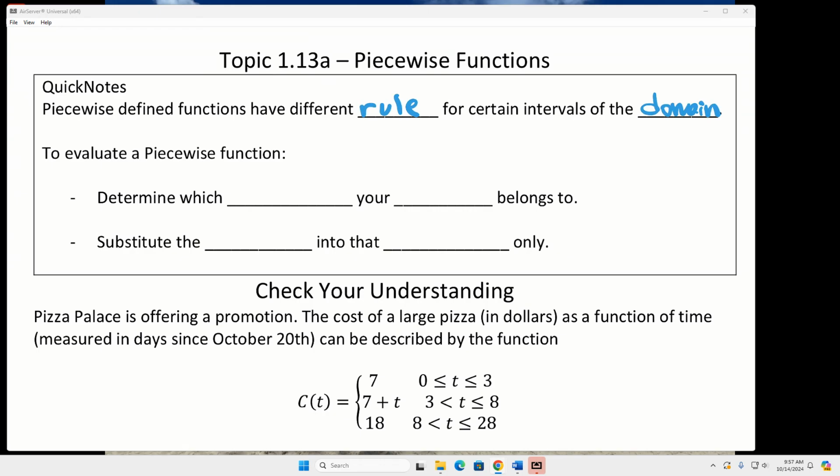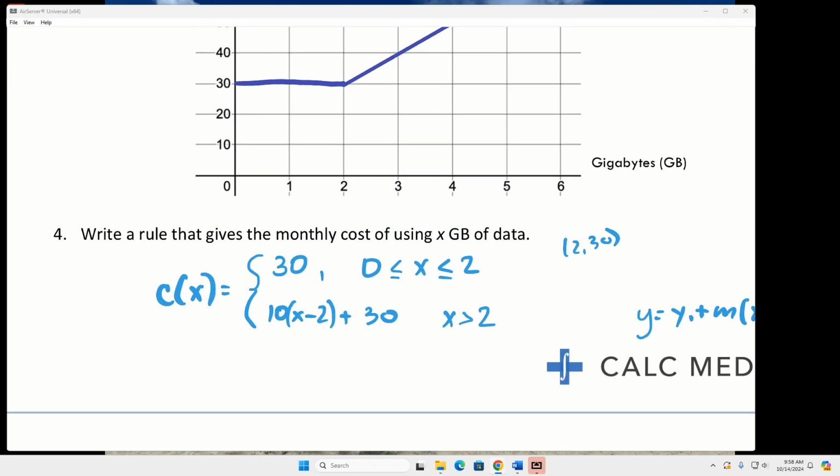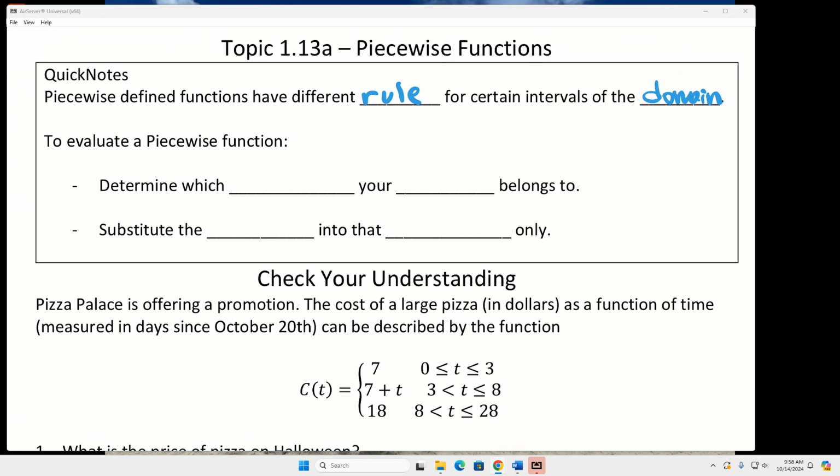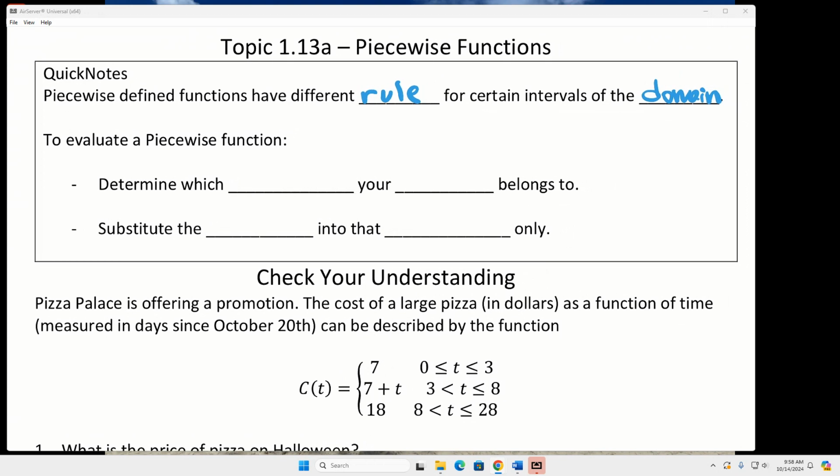All right, so one thing we're going to do today is evaluate piecewise functions. We're also going to graph them, which is kind of what you did on the cell phone. And we're going to write the piecewise function, which was what we did on the last part of the cell phone. So evaluating is definitely the least difficult out of those three things.